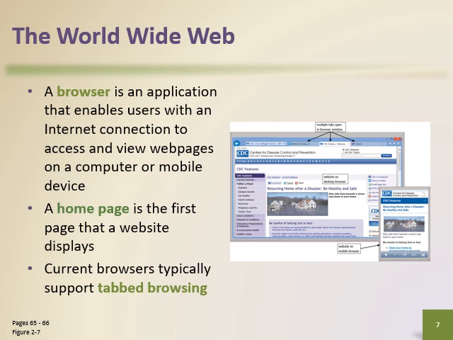Okay, so where you open the website, you need a browser. You can navigate the web with the help of a web browser. A browser is an application that enables a user with an internet connection to access and view web pages on a computer or mobile device. So without a browser, you won't be able to open a website. You need a browser on your laptop, on your computer, and on your mobile phone as well.